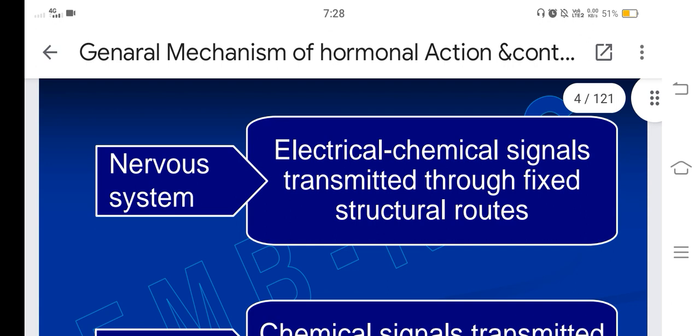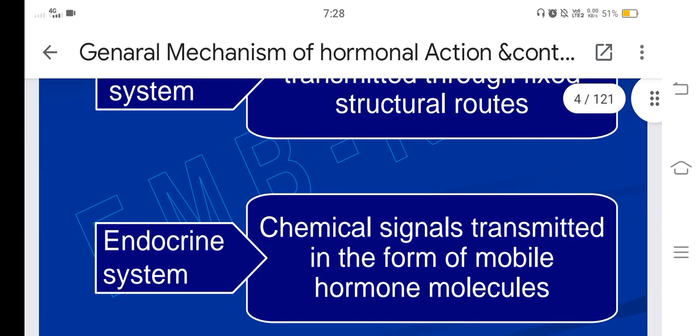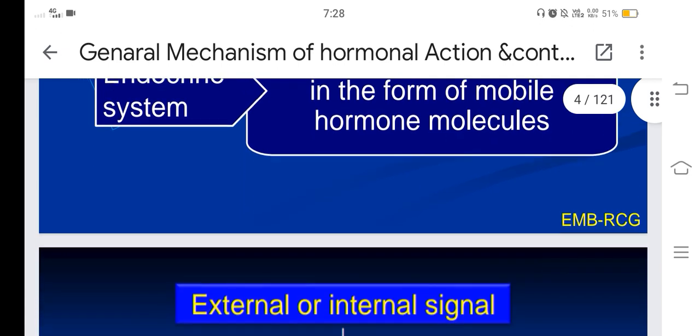Nervous system: electrical and chemical signals transmitted through fixed structural routes. Endocrine system: chemical signals transmitted in the form of mobile hormone molecules.